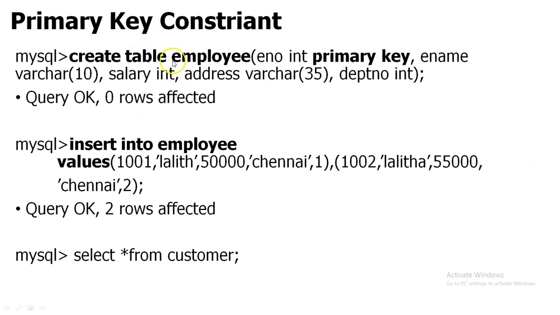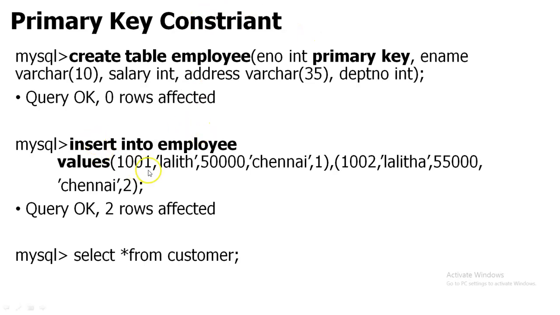In this query, a table employee has been created with attributes employee number, employee name, salary, address and department number. Here employee number is specified as a primary key. So this means that whenever I try to insert a new record, the employee number will have the primary key constraint. That means no duplicate should be inserted. All the values should be unique, and it should not have a null value.